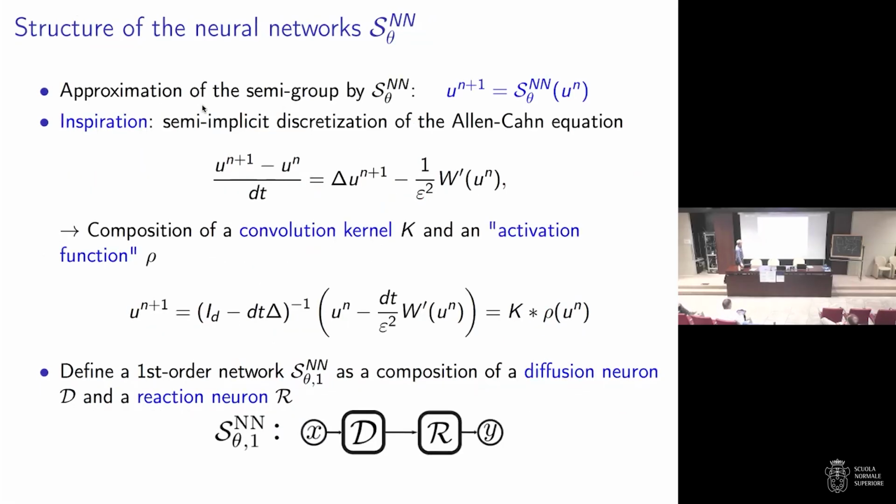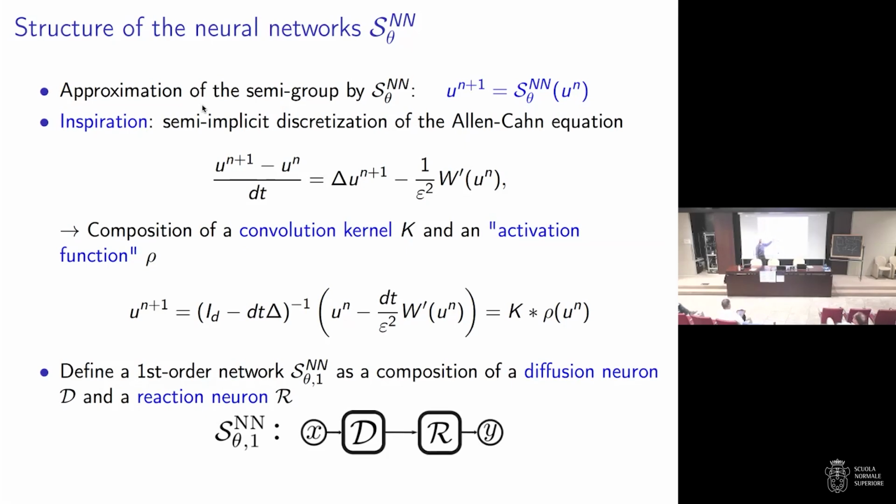Okay, so I did not mention the structure of our neural network so far. The interesting thing is that we did not want neural networks which are black boxes. We wanted neural networks which are really adapted to our problem. The inspiration came from the classical numerical approximation of the Allen-Cahn equation. You remember that the Allen-Cahn equation is the phase field approximation of the mean curvature flow. So this is the scheme I presented earlier. Remember that it is implicit for the diffusion term and explicit for the reaction term.